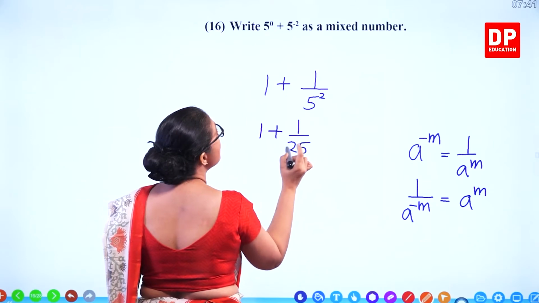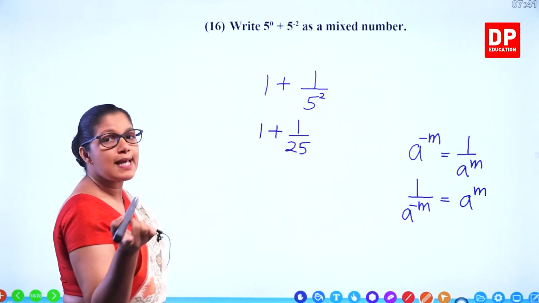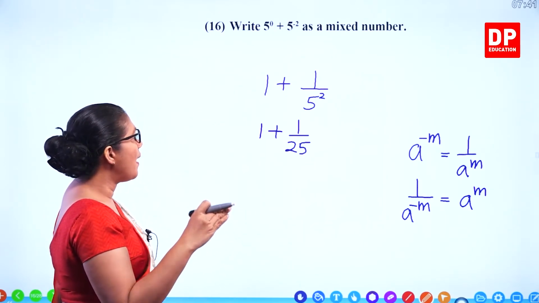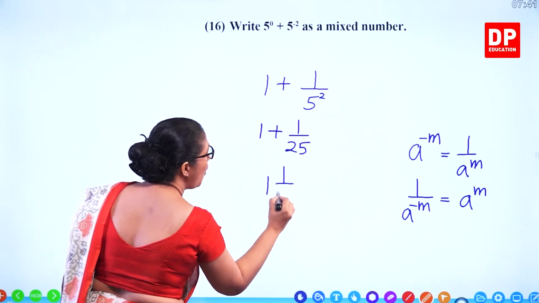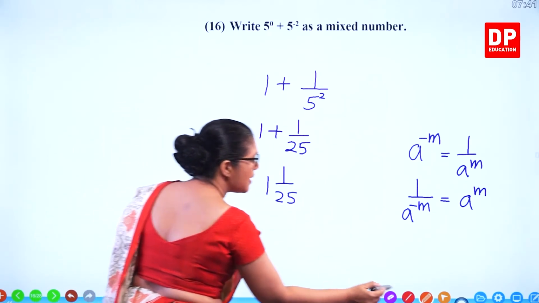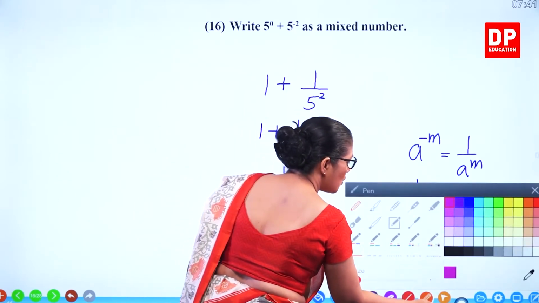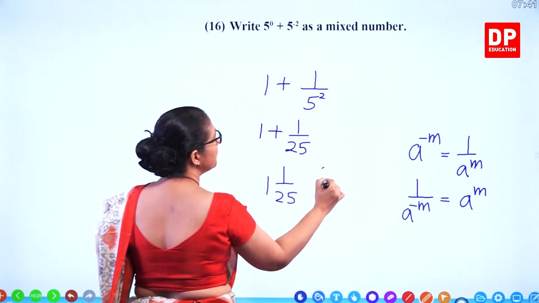So they are asking, write this as a mixed number. That means whole part and the fraction. So you can write 1 and 1 over 25 as a mixed number. So 2 marks for that.